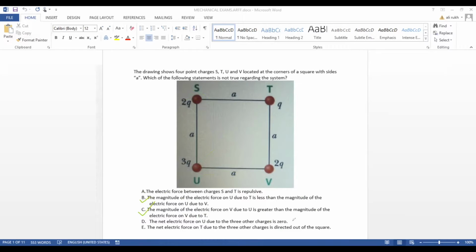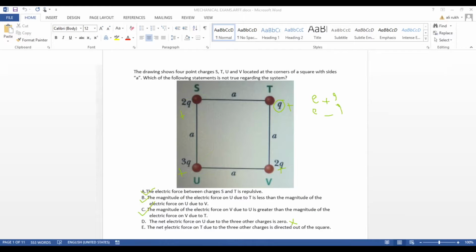That can be potentially wrong. The net electric force on T due to the 3 other charges directed out of the square. That is correct. So I'm going to assume that Q is the same charge, either positive or negative, because they have not mentioned, they just said Q. So it's going to be either positive or negative for all of them. So let's assume positive for all of them. Since they're all positive, they're going to be repulsive. That means the statement A is correct.